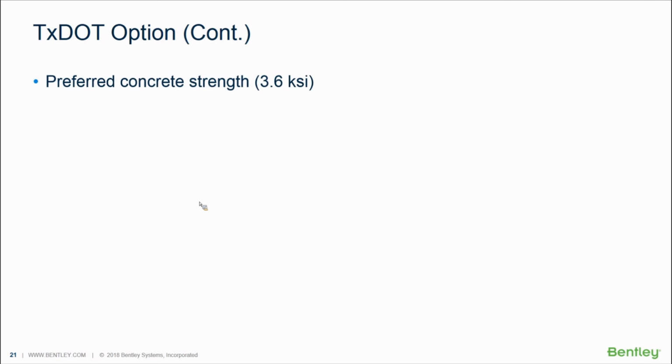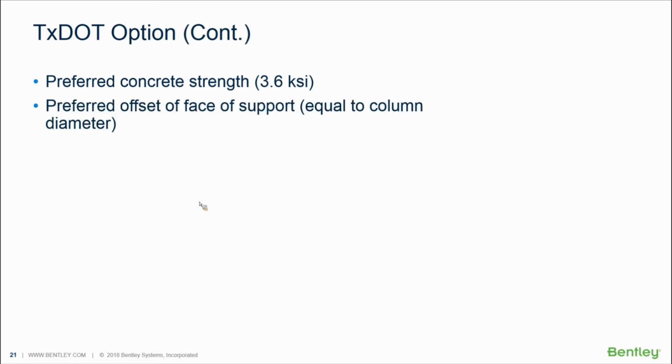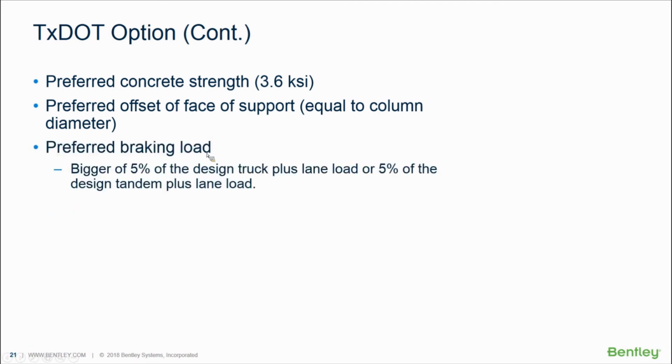There are some additional enhancements for Texas DOT. They include the preferred default concrete strength of 3.6 KSI. The preferred offset of the face of support is equal to the column diameter, and the preferred braking load is the bigger of 5% of the design truck plus lane load, or 5% of the design tandem plus lane load. So we implemented it for Texas DOT. If a user selects the Texas option, all those are configured automatically to comply with Texas bridge engineering practice.